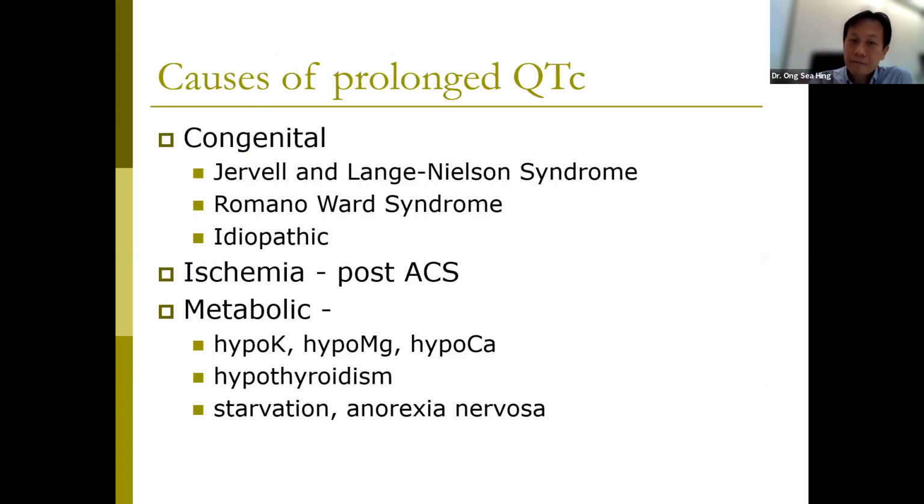Okay. So causes of prolonged QTc, we know that there are congenital causes, the Jervell and Lange-Nielsen syndrome, Romano-Ward syndrome, which comes with deafness, if I remember correctly, or it could be idiopathic, okay, and can be inherited in the family. And therefore, if you have a patient with prolonged QTc, you think it is idiopathic, then you need to screen or encourage them to screen the rest of their immediate family.